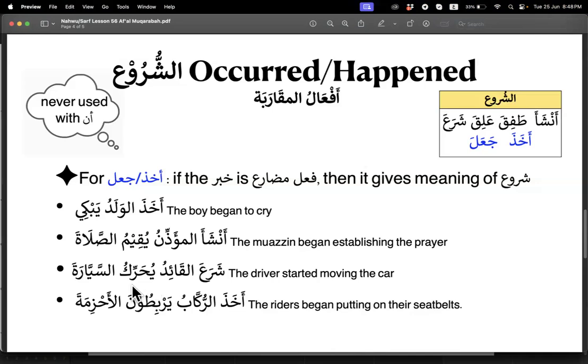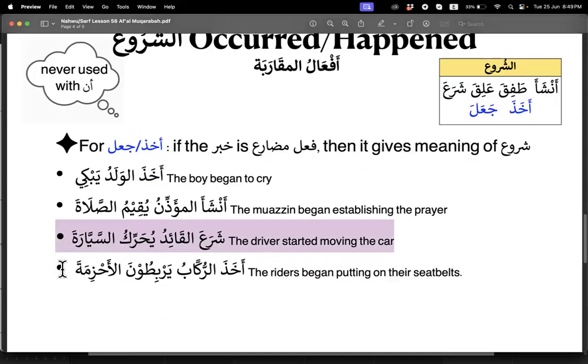And then what kind of fi'il we have? يحرك استقبال. Yes, fi'il mudhari, huwa. And then as-sayyara. Yes, correct, maf'ul bihi. Okay, so the driver started moving his car, the car. Okay, inshallah. And last one here, Sister Benita, akhadha.